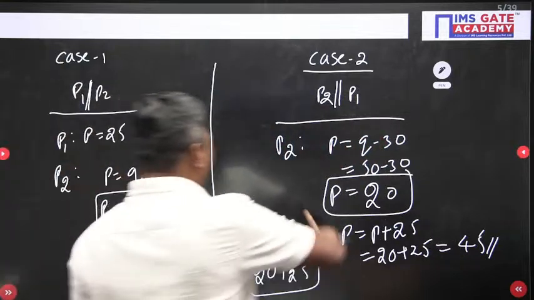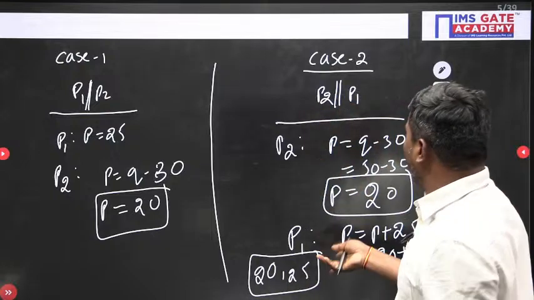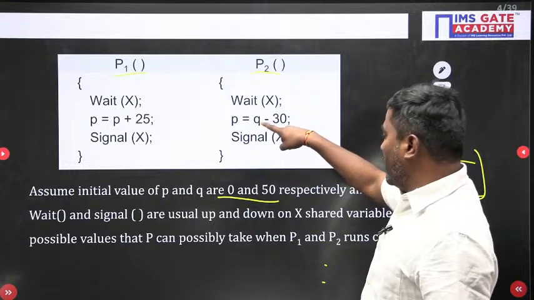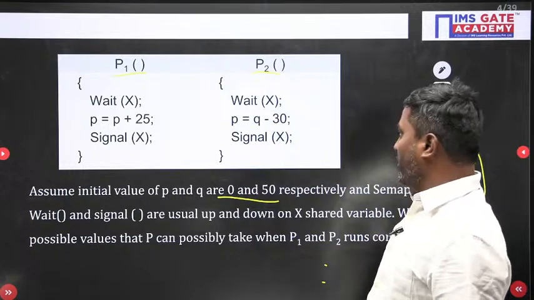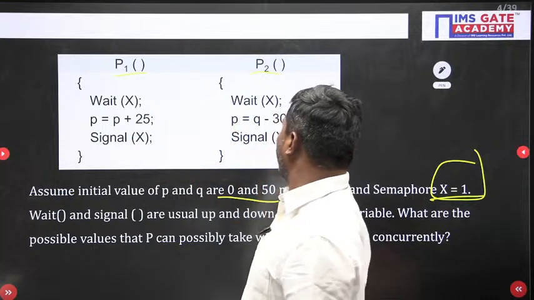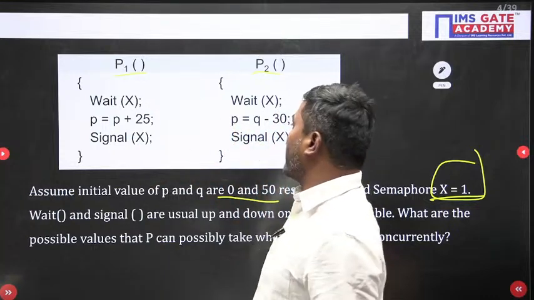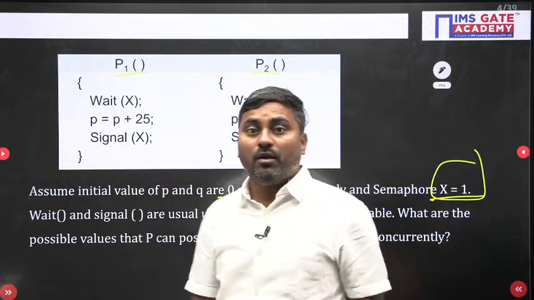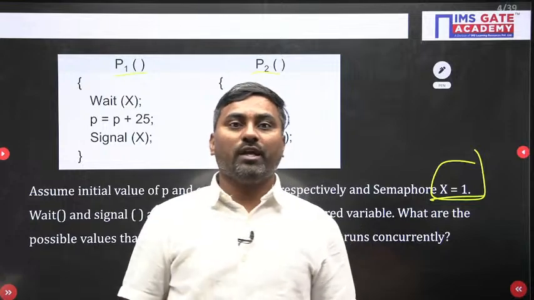See, so P2 then P1. P2 down, the Q value is 50 minus 30, 20. Signal, then run again. P is updated here, P is only updated. So 20 plus 25 is 45, that's it. There is no other possibility. But what extension of the question can we expect here?